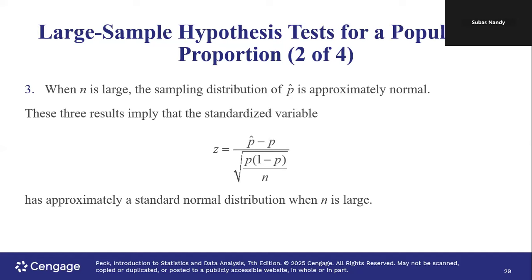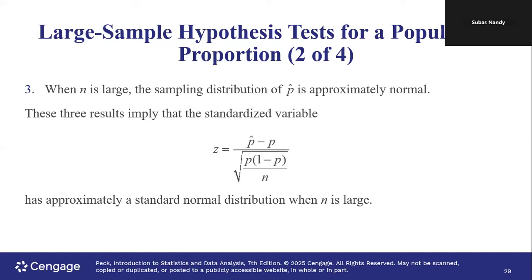These three results imply that the standardized variable z is equal to p hat minus p divided by square root of p times 1 minus p over n. So I'm comparing the p hat, the sample proportion, to the population proportion p and dividing it by the standard deviation of the sampling distribution of p hat. That is my z score. As given by this equation, it tells me how many standard deviations of the sampling distribution of p hat away from the mean p hat is located.